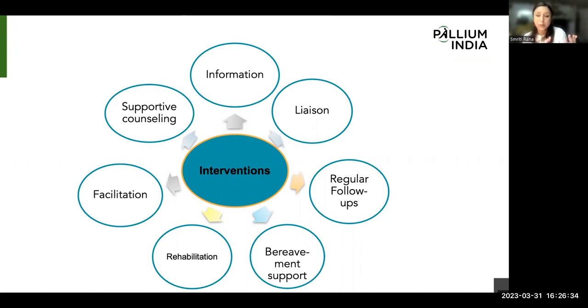Rehabilitation, whether it's vocational rehabilitation or physical rehabilitation. Facilitation: how do we facilitate care for them? How do we facilitate with the school? How do we facilitate educational support? How do we facilitate getting a woman in touch with, say, a women's self-help group? Supportive counseling that comes from our own team. And of course, this is only from a pure psychosocial point of view. There are also the medical interventions and procedures that we do.